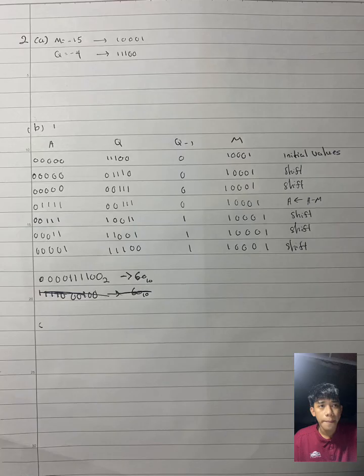Multiplicand M equals -15. In binary, positive 15 is 01111, and I flip and add 1 to get 10001. Then multiplier Q equals -4. Positive 4 is 00100, and flip and add 1 gives 11100.